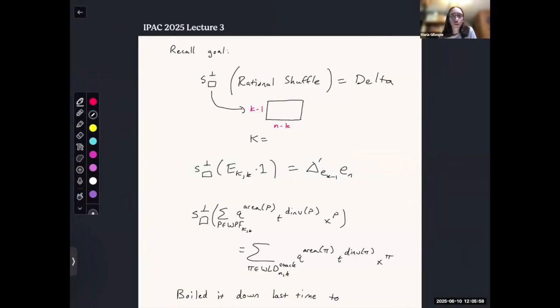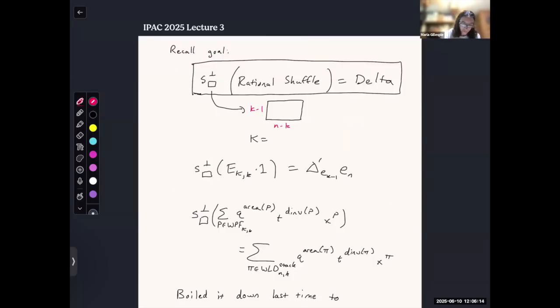Just recalling the overarching goal, we are trying to prove this skewing formula in a combinatorial way, where the S of a rectangle adjoint operator applied to the rational shuffle formula is the delta formula. The rectangle is, as always, k minus 1 by n minus k, because we're not doing omega in this lecture, so things aren't transposed anymore. And remember, the capital K that's used in the rational shuffle is always going to be little k times n minus k plus 1. This is how you translate between n and capital K using little k.